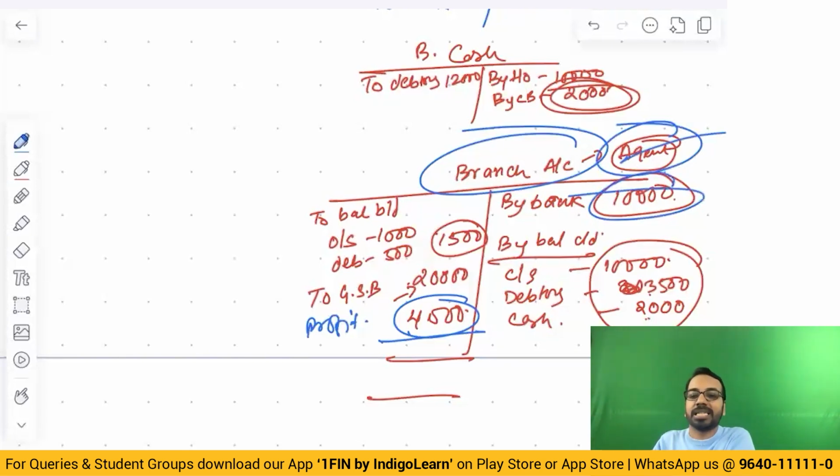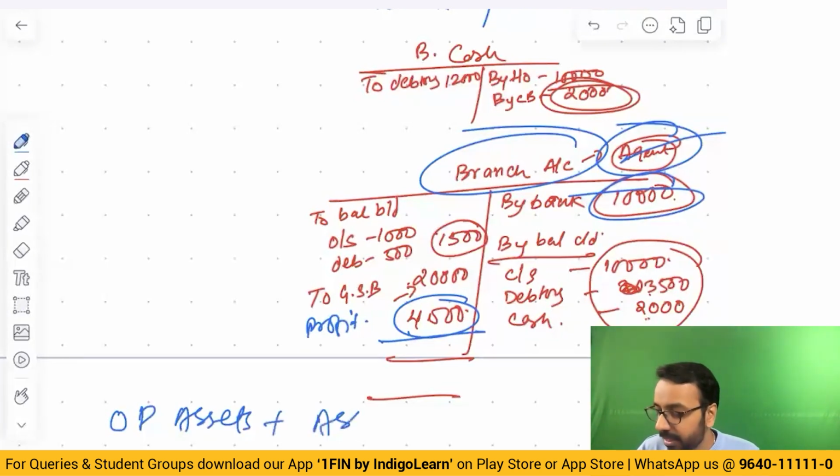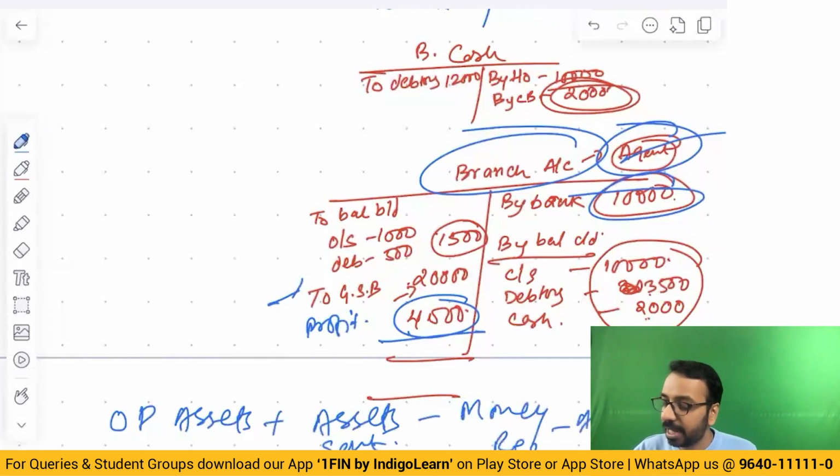And whatever are the closing assets, I will see. So basically, opening assets plus assets sent. When I say assets sent, goods which are sent to the branch, minus money received or minus assets received, and then you have this closing balance, minus closing balance. If you do that, the balancing figure becomes your profit. Okay, is the logic of this debtors method clear?